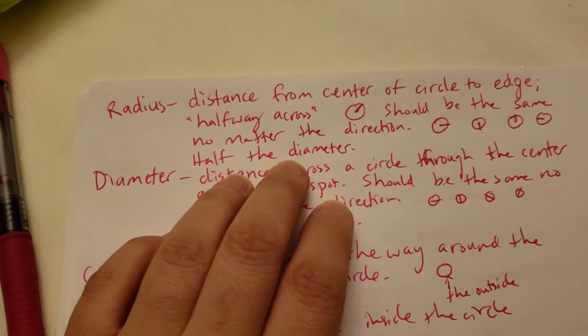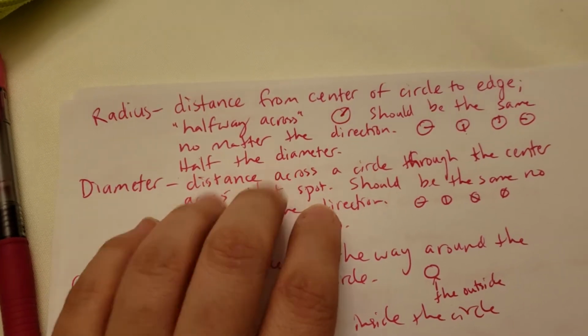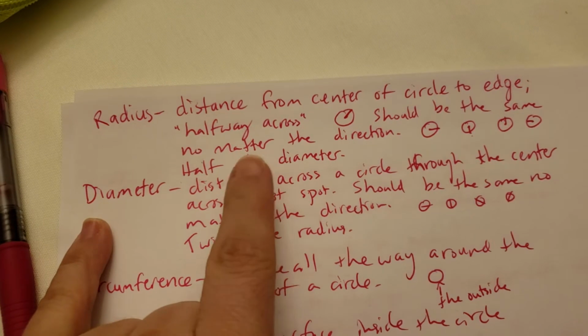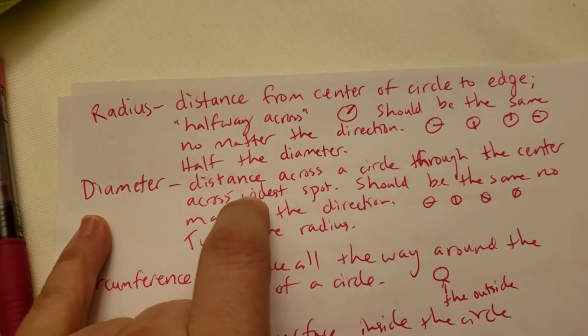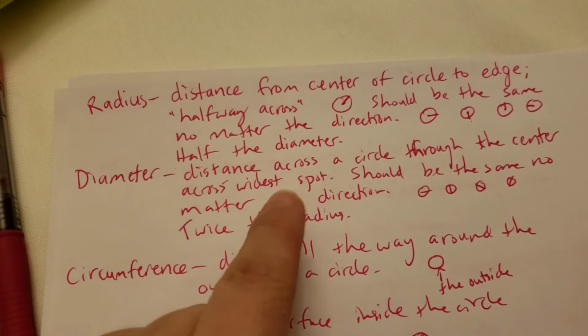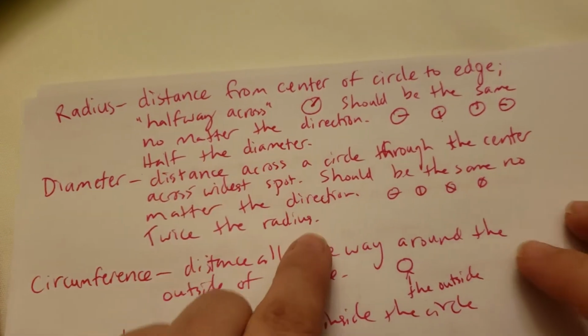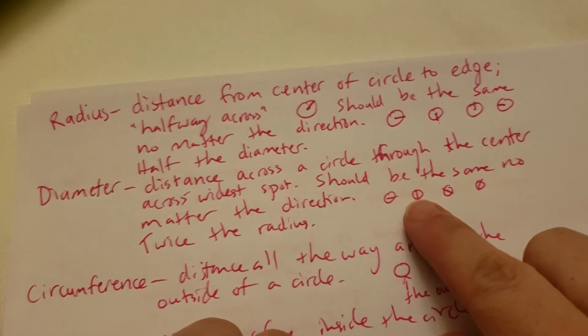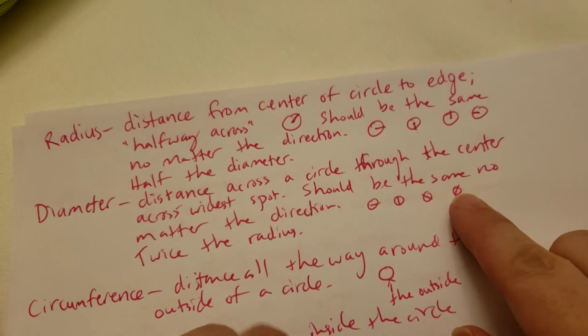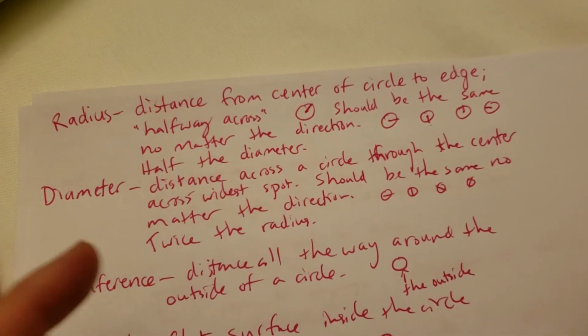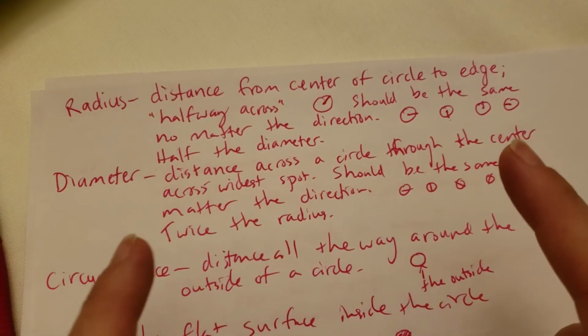The radius is always half the diameter because the diameter is the distance all the way across a circle. It goes through the center, across the widest spot, and should be the same no matter what way you draw it. If it's drawn across, up and down, or diagonal, it's twice the length of the radius, since the radius is only halfway across. Diameter is all the way across.